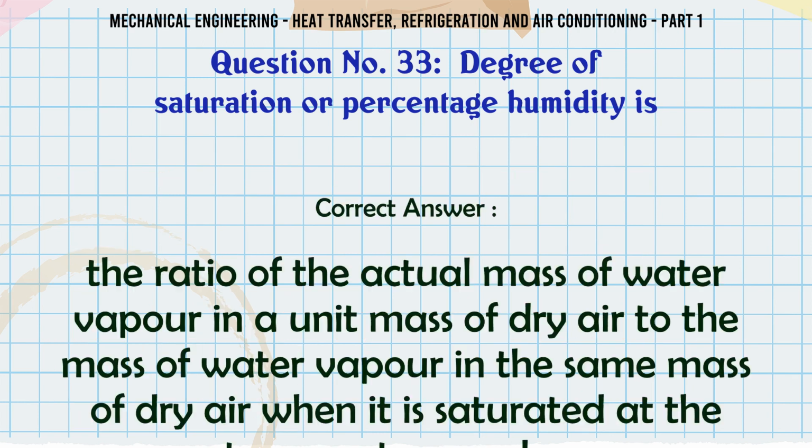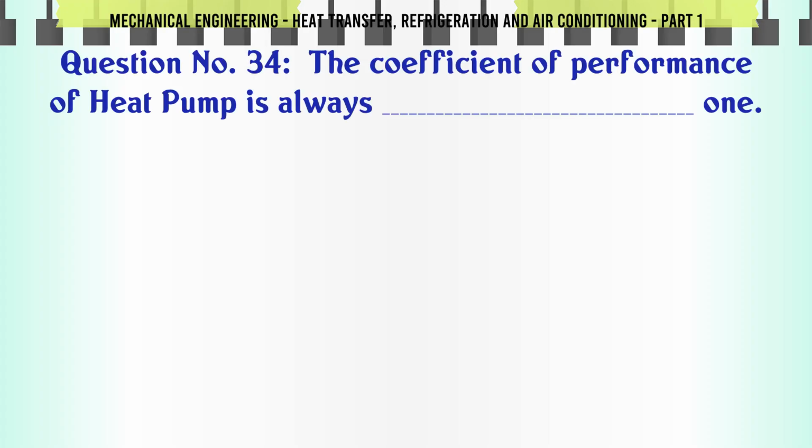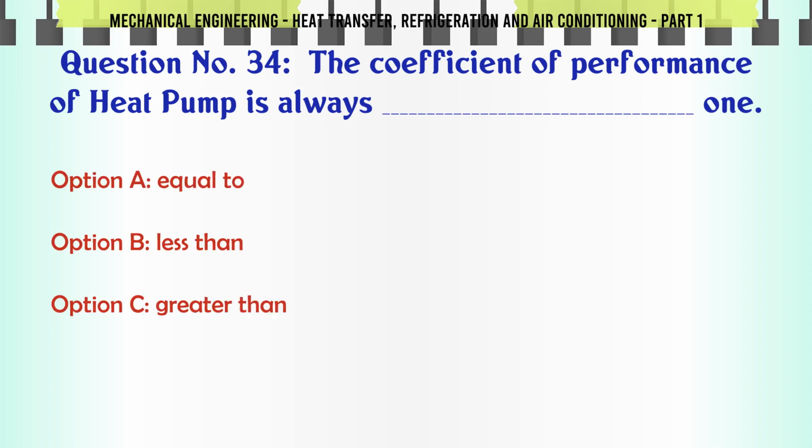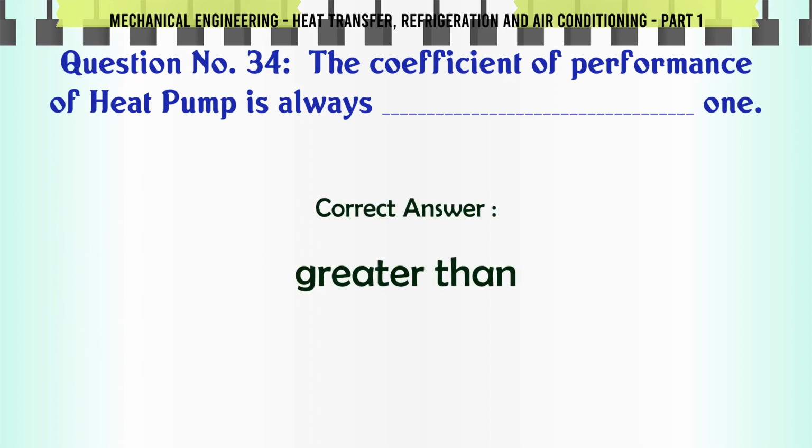The correct answer is the ratio of the actual mass of water vapor in a unit mass of dry air to the mass of water vapor in the same mass of dry air when it is saturated at the same temperature and pressure. The coefficient of performance of heat pump is always: A. equal to 1, B. less than 1, C. greater than 1. The correct answer is greater than 1.